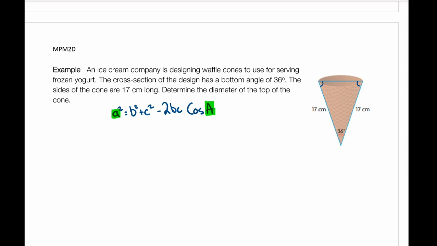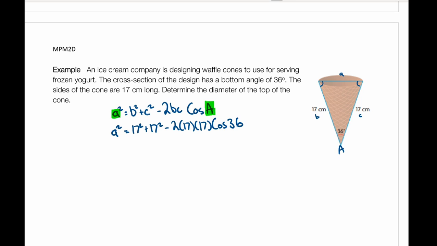So if I go back and relabel my triangle here, this is side A, and B and C don't really matter when we look at the order and the fact that they're the same number as well. So now I'm going to go through and solve. A squared equals 17 squared plus 17 squared minus 2 times 17 times 17 times cosine of 36, which is my angle.